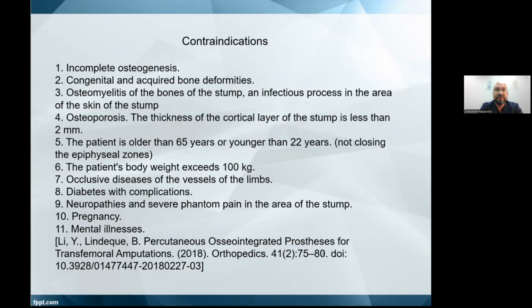Contraindications: incomplete osteogenesis, congenital and acquired bone deformities, osteomyelitis of the bone of the stump, an infectious process in the area of the skin of the stump, osteoporosis. The patient is older than 65 years or younger than 22 years. The patient's body weight exceeds 100 kilograms. We talk about the OPRA system now. Occlusive diseases in the vessels of the limbs, diabetes with complications, neuropathies and severe phantom pain in the area of the stump, pregnancy, mental illnesses.